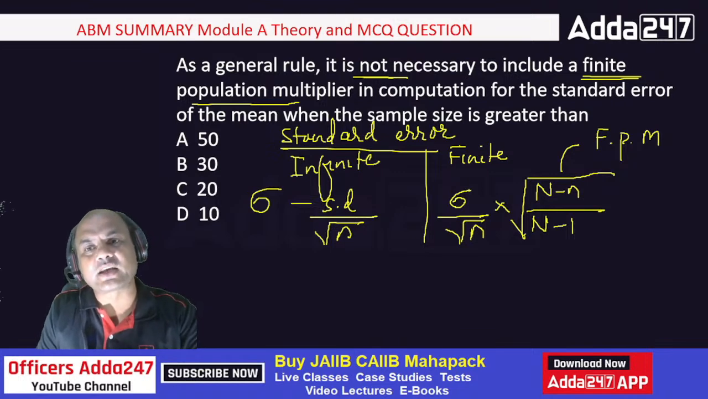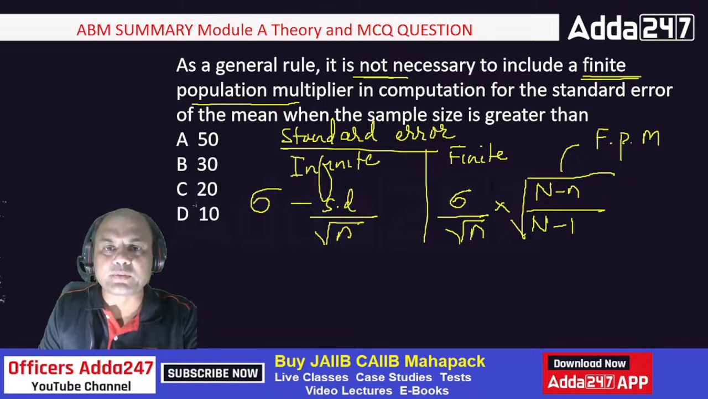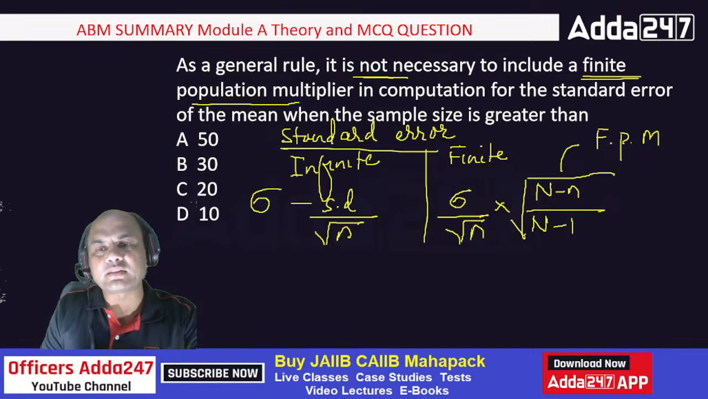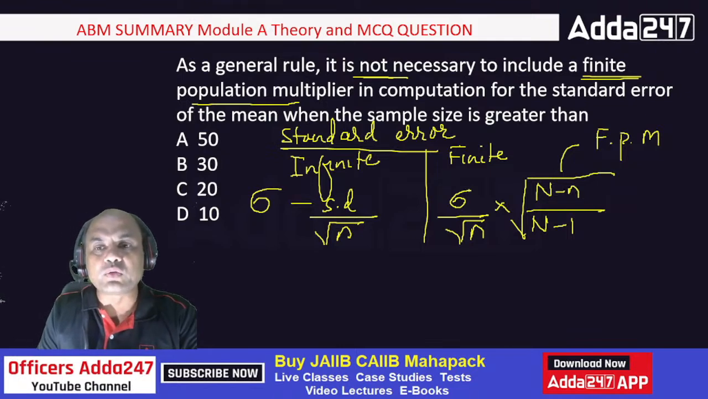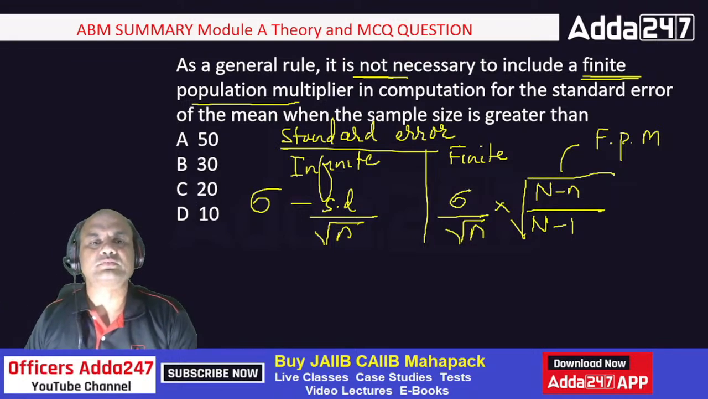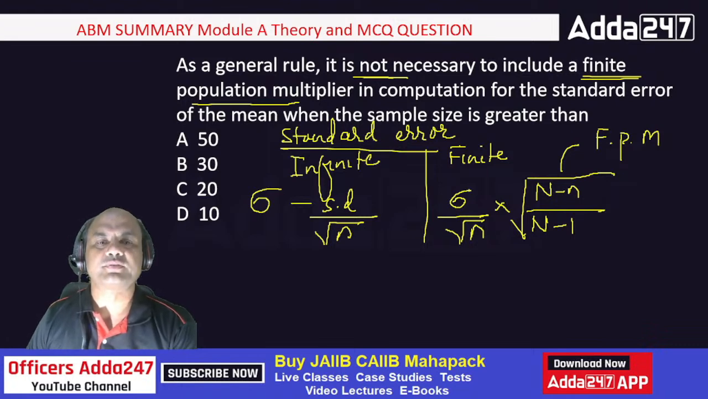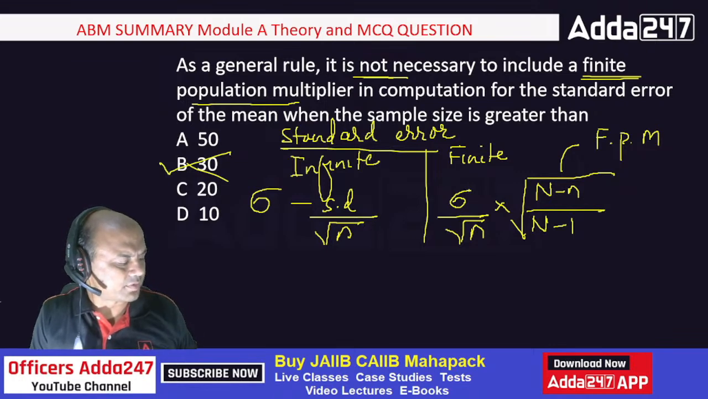So that is the question. It is not necessary to include a finite population multiplier in computation of the standard error of the mean when the sample size is greater than which number: 50, 30, 20 or 10? Then I need not use this multiplier. I'll just use sigma upon root of n. So which is the one? How many of you know this? Correct. It is 30. If it is more than 30, then you need not use this finite population multiplier.